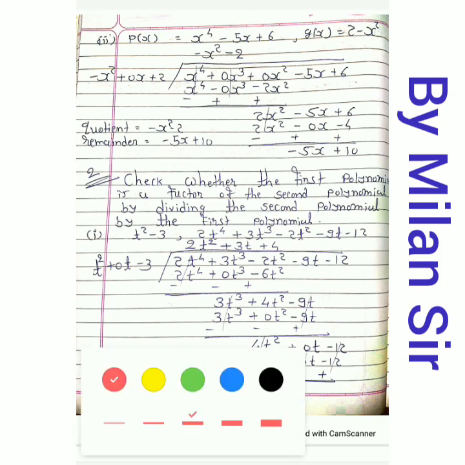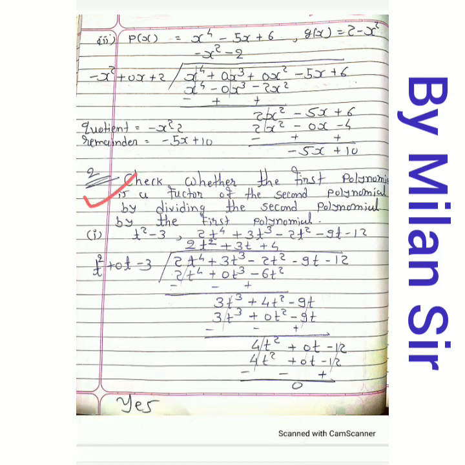Our question is, check whether the first polynomial is a factor of the second polynomial by dividing the second polynomial by the first polynomial. So here we need to divide our second polynomial by the first polynomial, right?